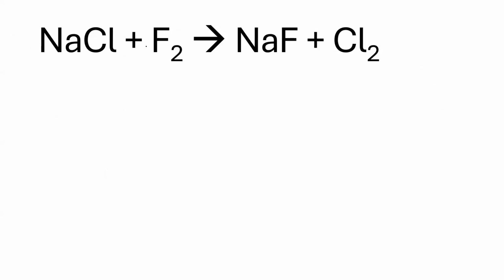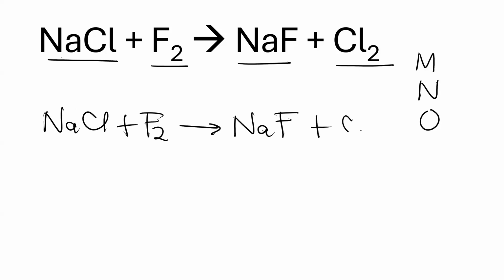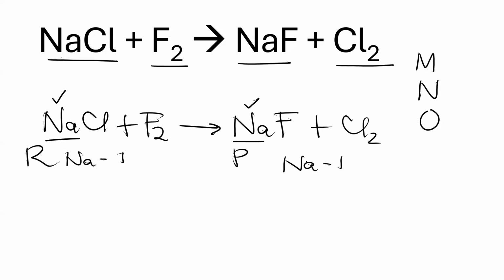So now we move to our next example. You have sodium chloride plus fluorine forming sodium fluoride and chlorine gas. So in this case, we follow the steps MNO, and because sodium is a metal, we balance it first, right? We need to balance our sodium first. So that would be Na. It's just 1 and 1. So on our reactants, Na is 1, and Na is 1 for the products.